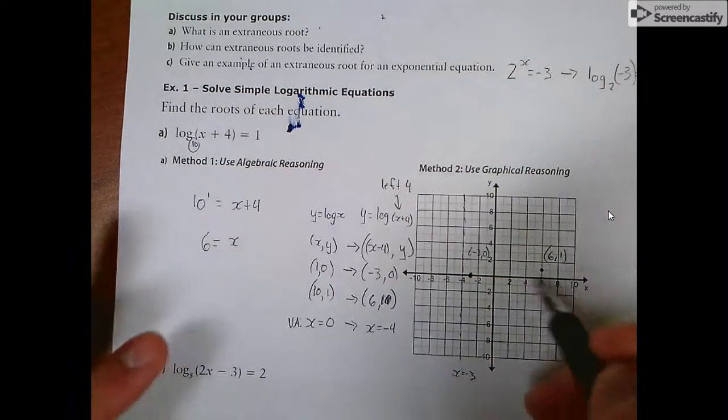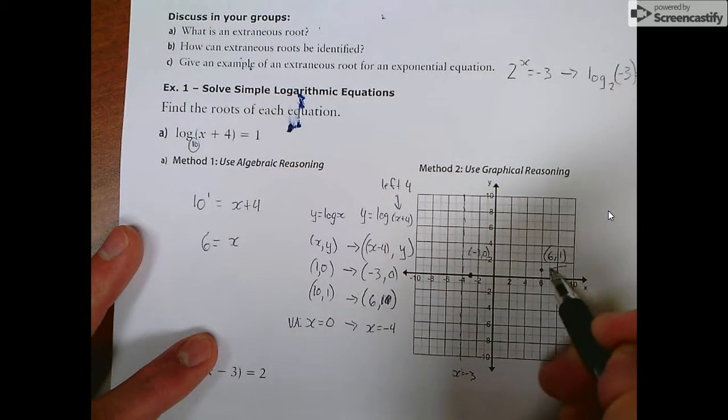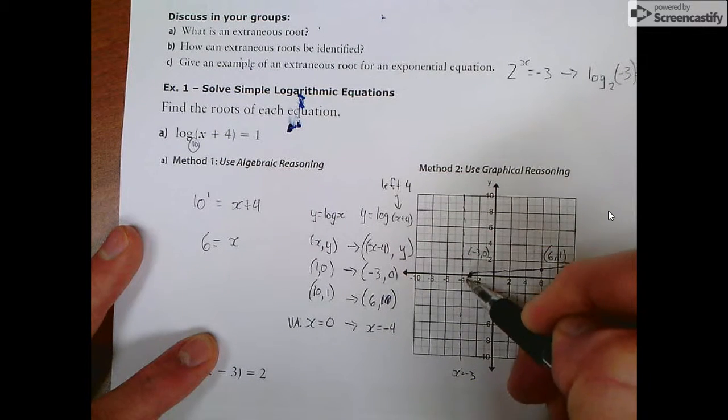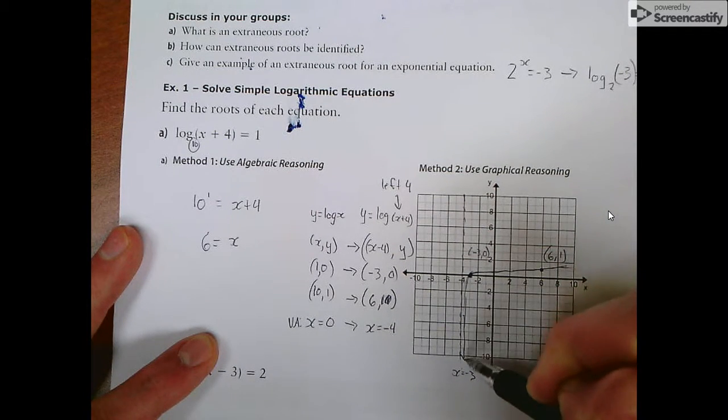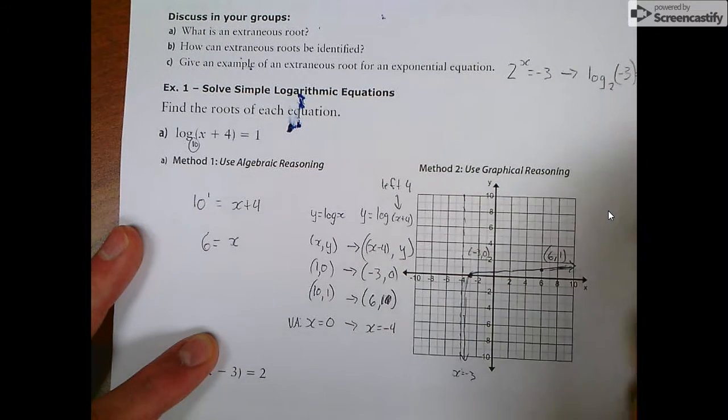And then we just graph the line as best we can, the curve that is, as best we can, passing through those points and not touching the asymptote. And of course, we label the graph, y equals log of x plus 4.